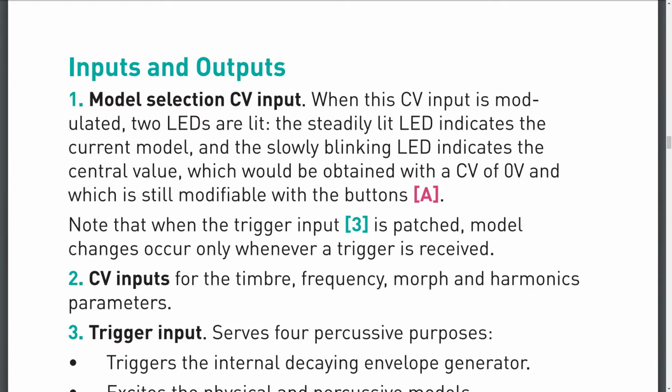Inputs and outputs. 1. Model selection CV input. When this CV input is modulated, 2 LEDs are lit. The steadily lit LED indicates the current model, and the slowly blinking LED indicates the central value, which would be obtained with a CV of 0 volts, and which is still modifiable with the buttons. Note that when the trigger input is patched, model changes occur only whenever a trigger is received.